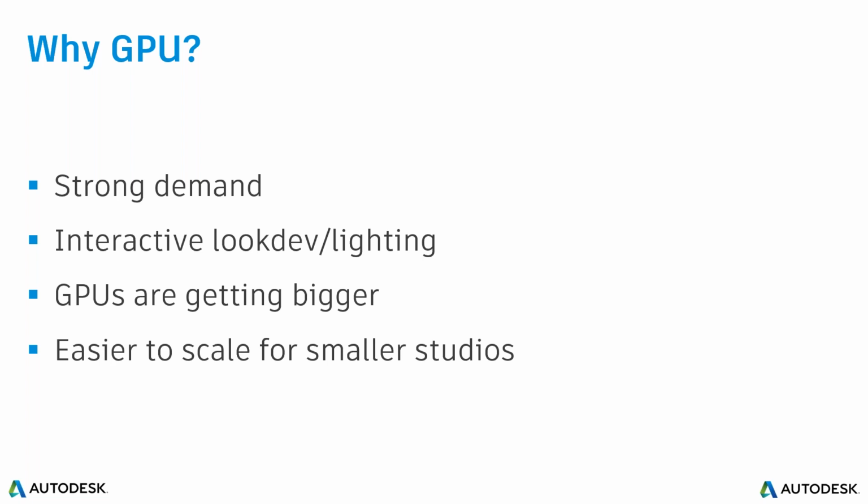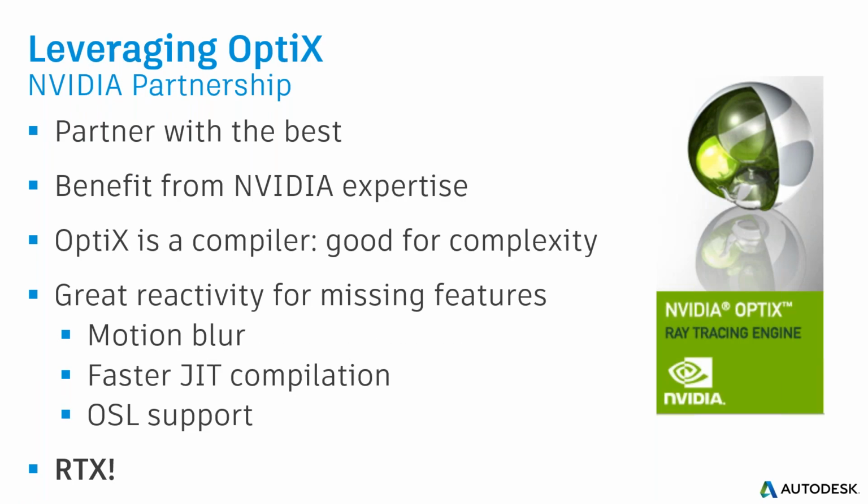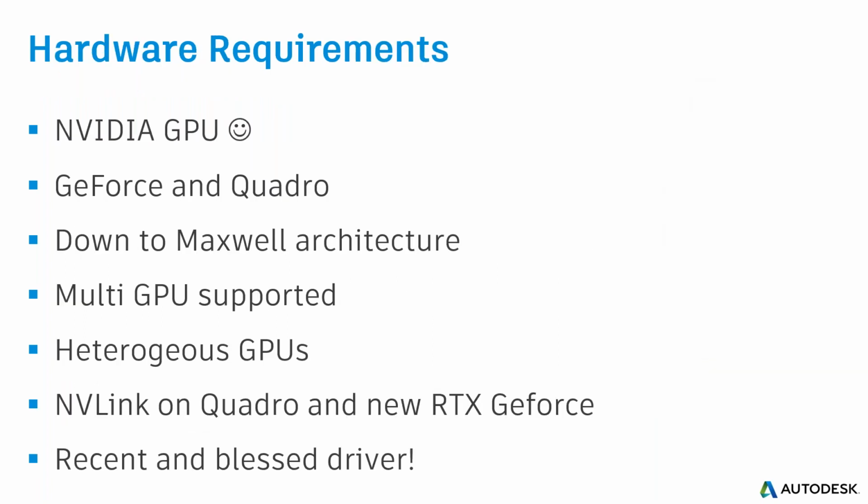The GPU render is a part of the software, so there is no additional investment per se. What Autodesk did is we leveraged the partnership with NVIDIA, because NVIDIA has a good OptiX technology. Again, I would leave it to Shashi to add on, but yes, OptiX is good. It's a good competitor. It handles complex scenes for motion blur, faster JIT compilation, and OSL support. The NVIDIA OptiX ray trace engine was the best technology to work together. These are the hardware requirements, but it doesn't mean that your other GPUs will not be supported. They will, but these are the recommended ones.